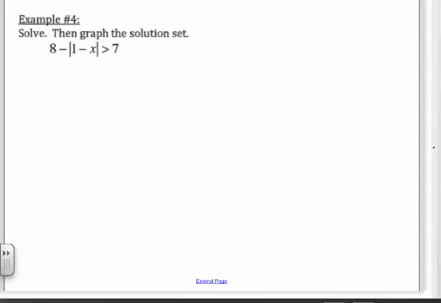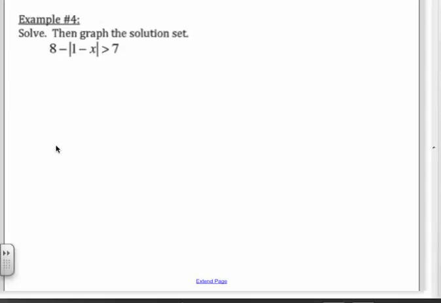All right, guys, in example number 4, it says solve, then graph the solution set. But this is a little bit different, and this is a rule that we need to remember. Before we can deal with inequality, before we can deal with absolute values, we have to get them by themselves. We have to get this thing alone. And in this one, it's not alone. We've got 8 minus the absolute value.